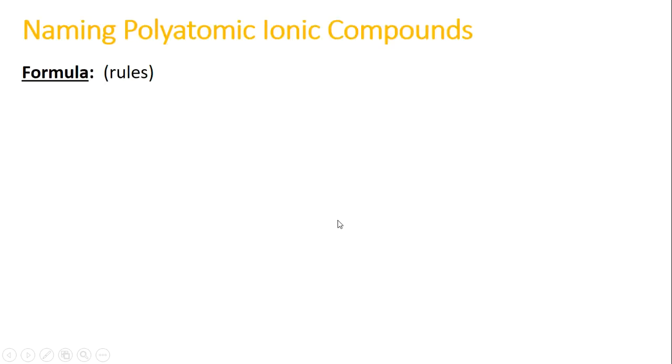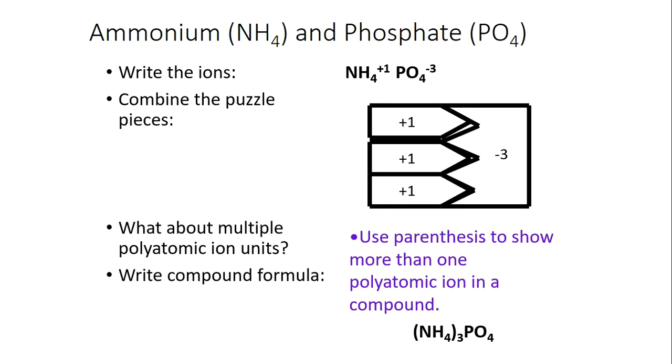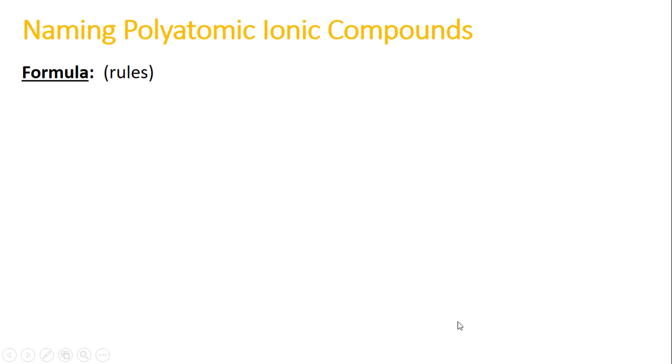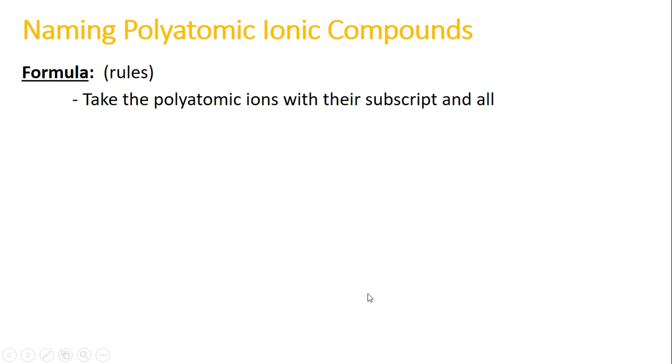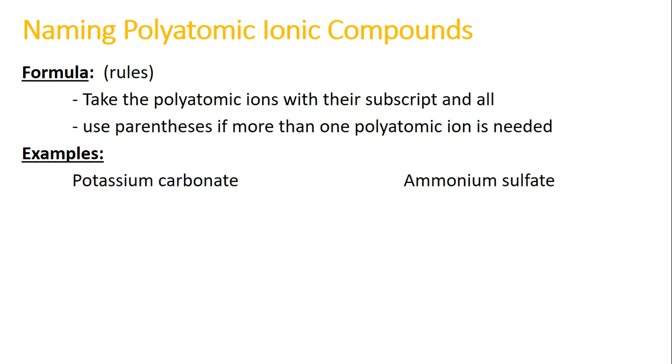All right, so here are the rules for naming polyatomic ions. With the polyatomic ions and their subscripts, you need to take the whole thing. You don't just take, for example, with the PO4, just the PO as some people have tried to do, or just the NH. You need NH4 for the ammonium and the PO4 for the phosphate. You're going to use parentheses if you want more than one polyatomic ion. So here are some examples.